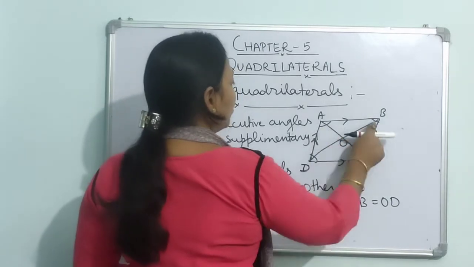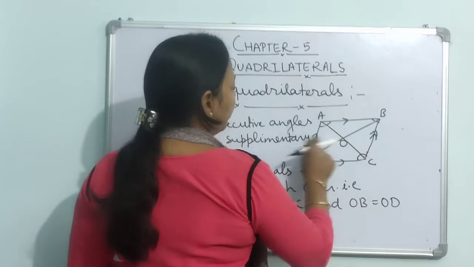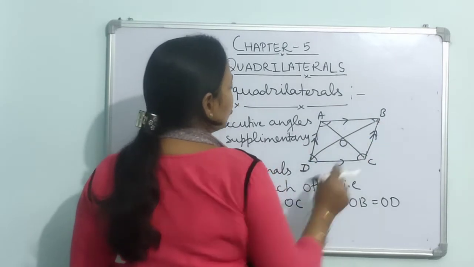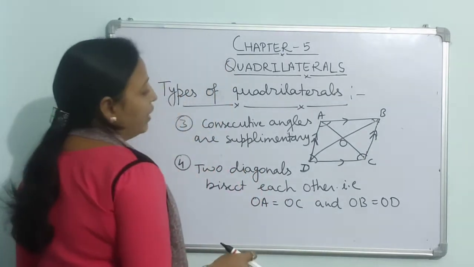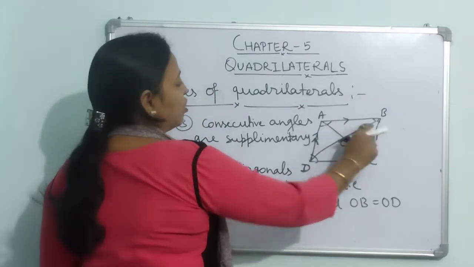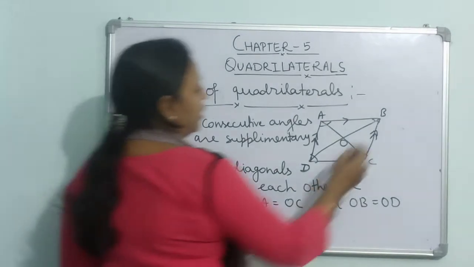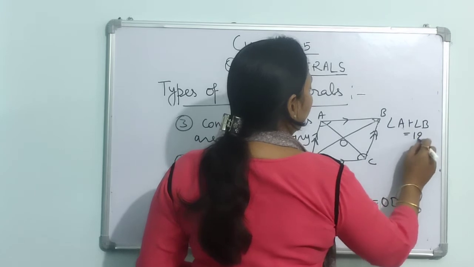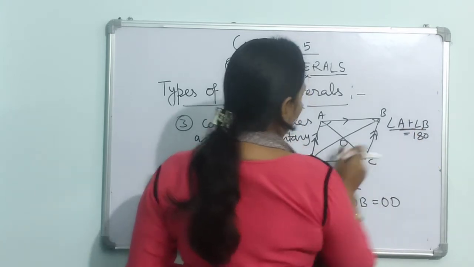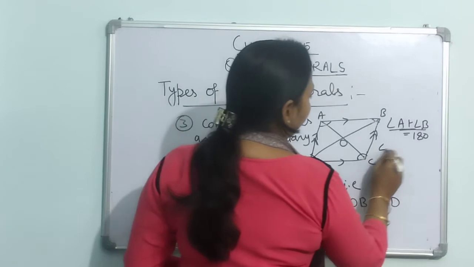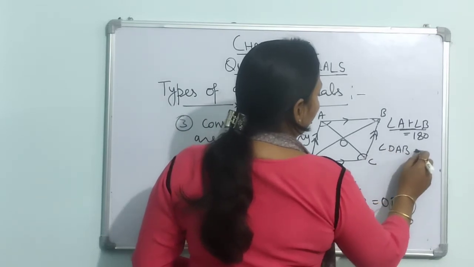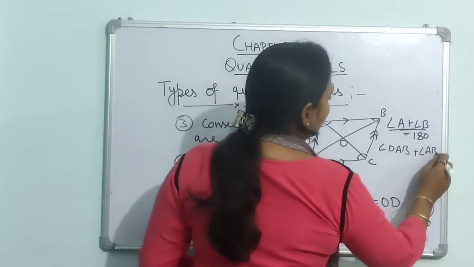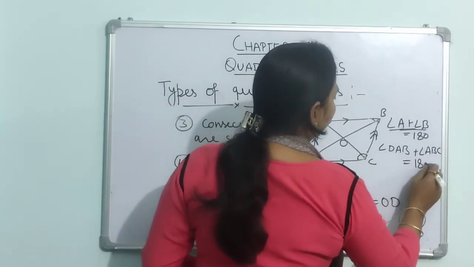Then the sum of these two angles, A and B, B and C, is equal to 180 degrees. Supplementary means the sum of these two angles is equal to 180 degrees. It means angle A plus angle B is equal to 180 degrees. You can write it completely also: angle BAD plus angle ABC is equal to 180 degrees.